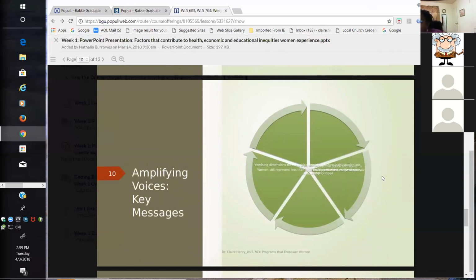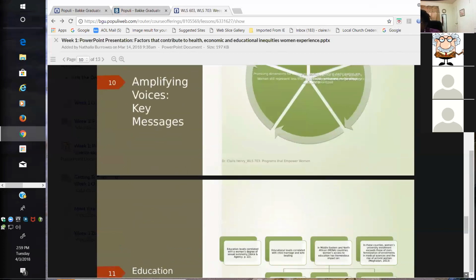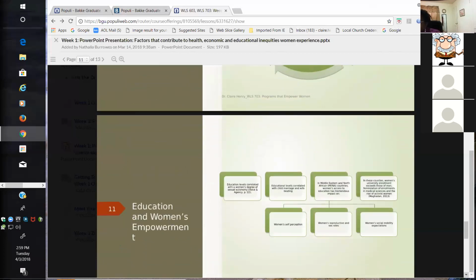The key messages of amplifying voices, that doesn't come out as clearly as I would like it to. So I'm going to skip it. The next time, I'm going to find a way to do it so that it doesn't do that.